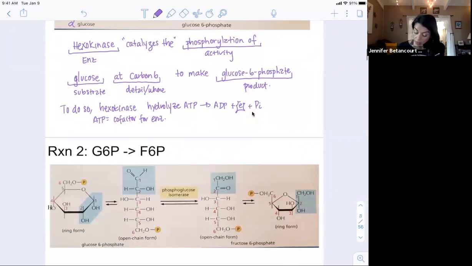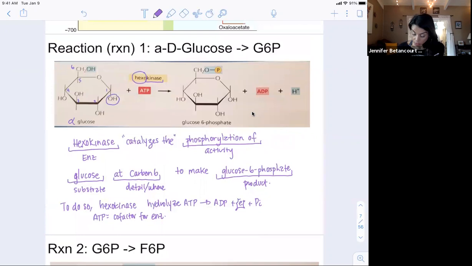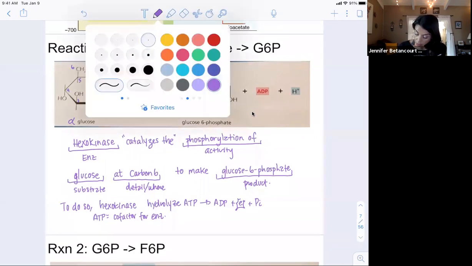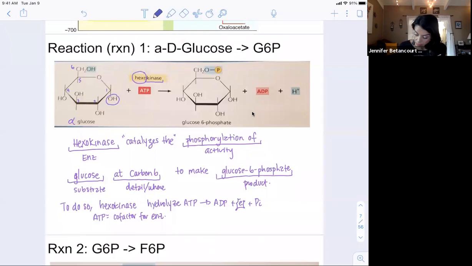So the last thing that I want to say before we move on to the next reaction, and I ran out of room, which is annoying. So let me just put it in a different color. I know what I'm going to do.